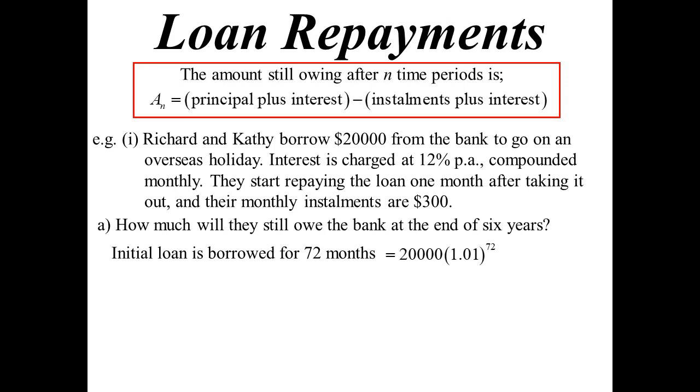The initial loan is borrowed for 72 months. So that's the first thing we work out. That's the first part. Principal plus the interest. So we work it out. $20,000 times 1.01 to the power of 72. Conveniently, I made the interest rate 12% per annum, because then converting to per month, nice and easy.